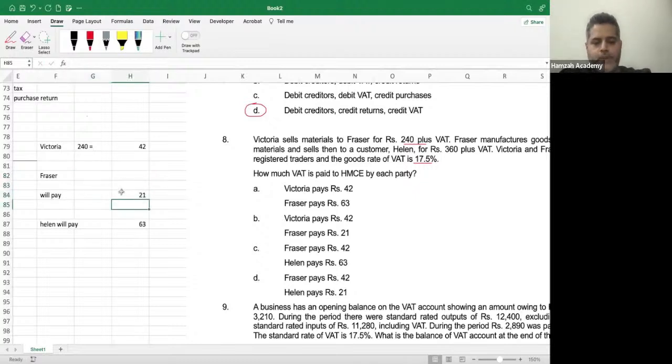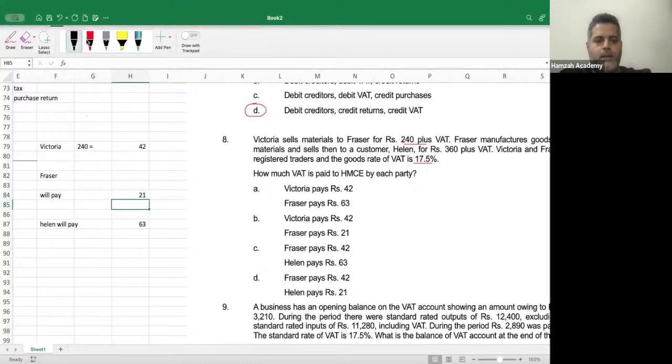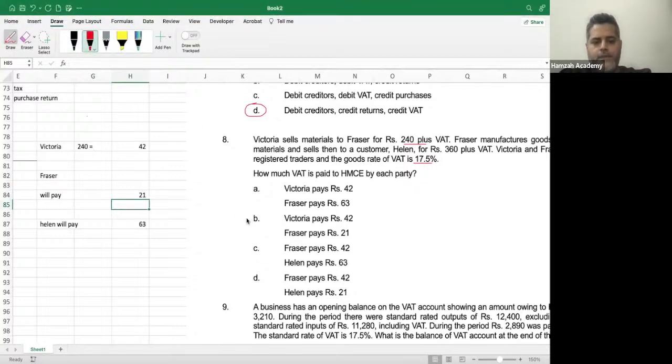So Fraser has to pay 21. And Victoria has to pay 42. Option B. Then apart from B, do we have anything else? This is Victoria 42. Fraser 21. No, Fraser is not 63. This is 21. Option B is correct because over here Fraser's is wrong.